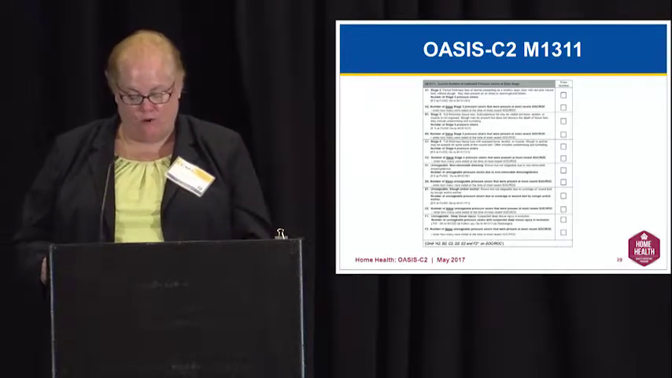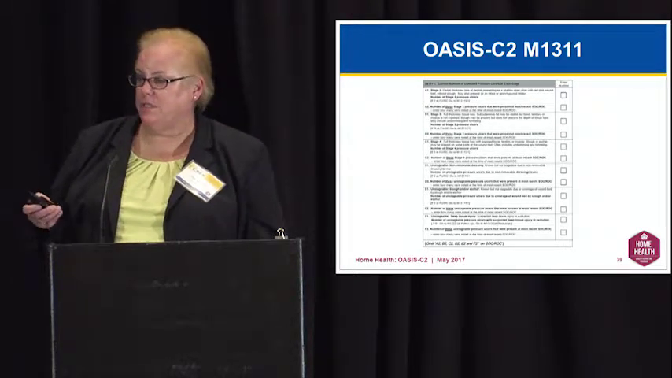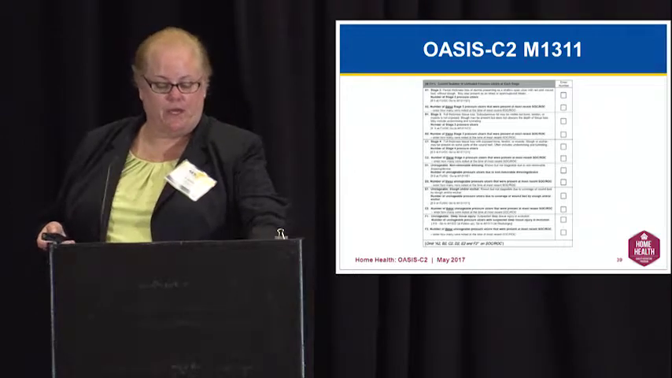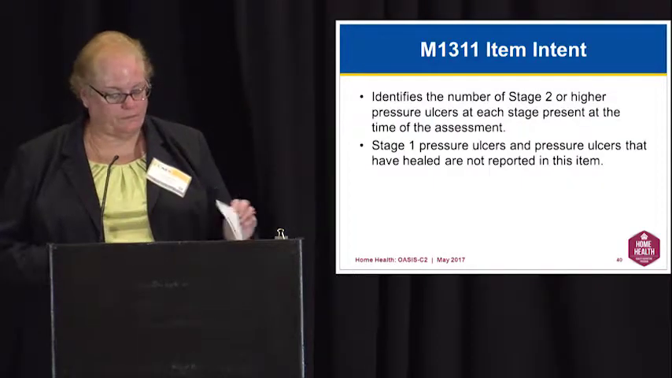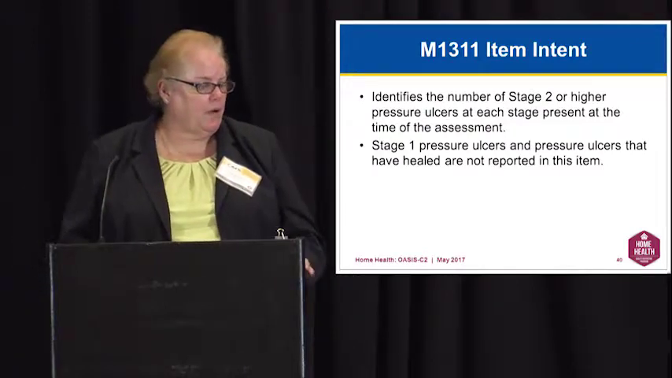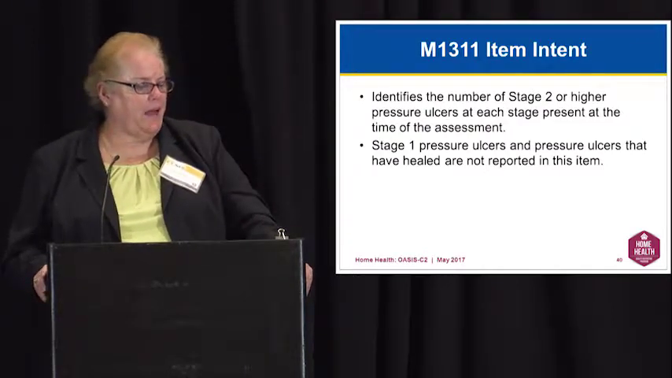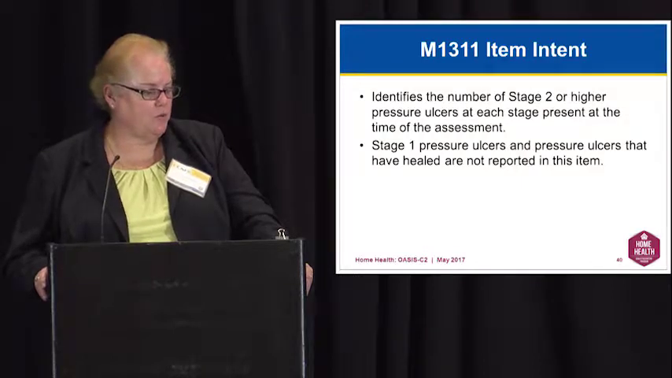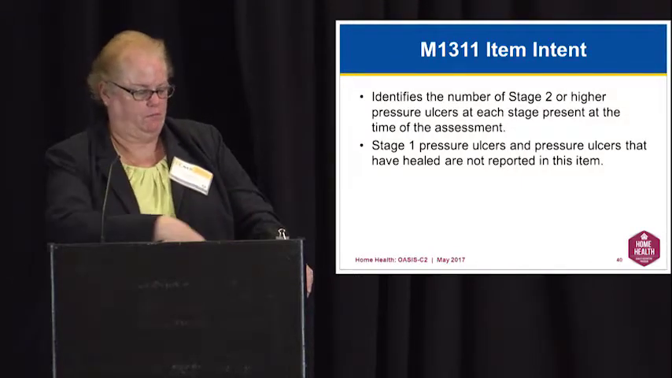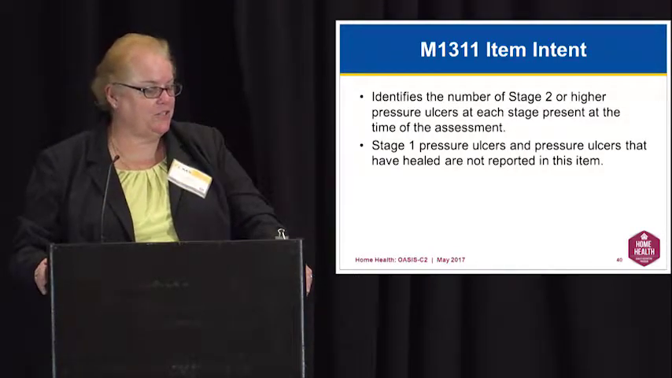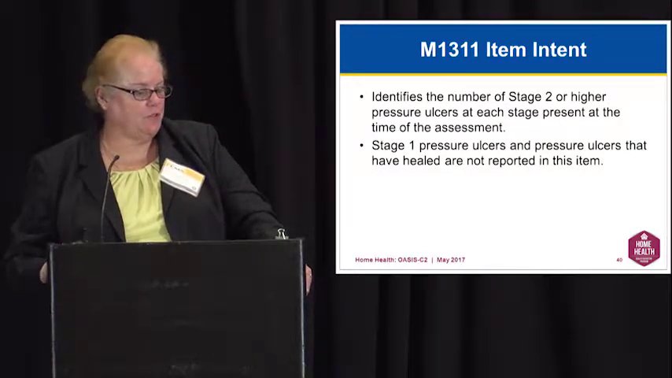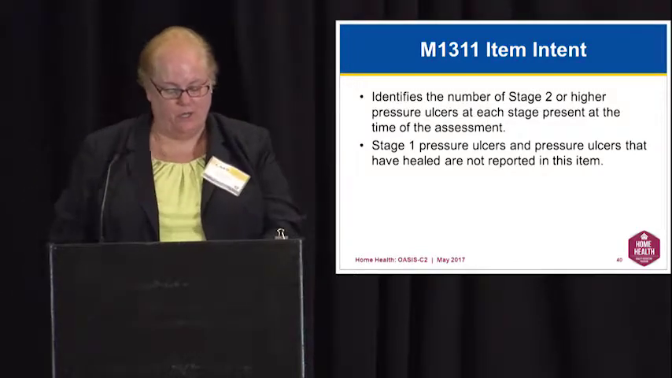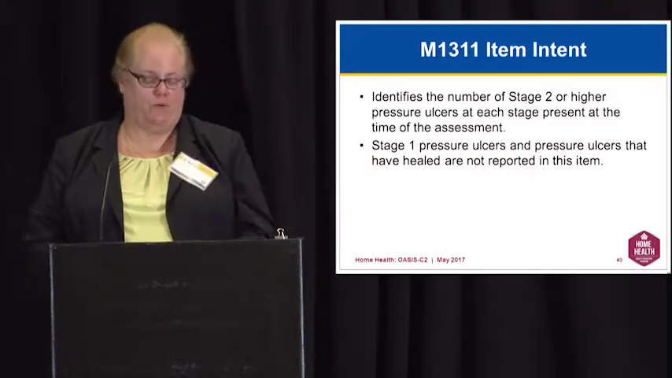And then the second row is new, and I know it's very hard to see here, but you will see some of that coding in your practice scenarios. So M1311 identifies the number of stage 2 or higher pressure ulcers at each stage present at the time of the assessment. Stage 1 pressure ulcers and pressure ulcers that have healed are not reported at this item. So this is that stage 2, 3, or 4s.